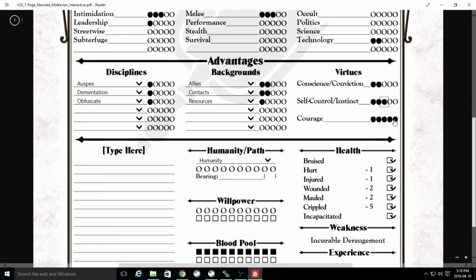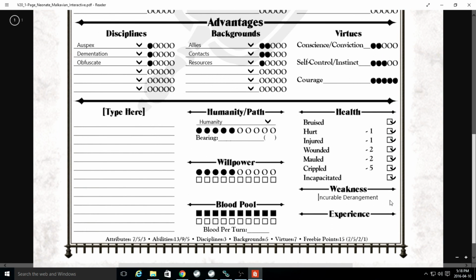Self-control: 1, 2, 3, 4, 5, 6, 7. So that's giving us a humanity of 5, because as a soldier, he's willing to kill for his own survival. He sees nothing wrong with it. Willpower of 5. And his incurable derangement is going to be schizophrenia.